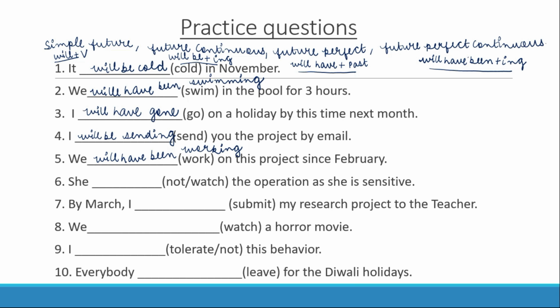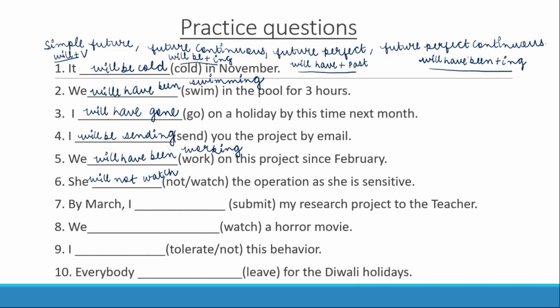Okay, let's go to the sixth one. She dashed the operation as she's sensitive. So you're making a prediction. Okay. And it is a negative, not watch. So she will not watch. She will not watch the operation as she's sensitive. You're making a prediction for the future.